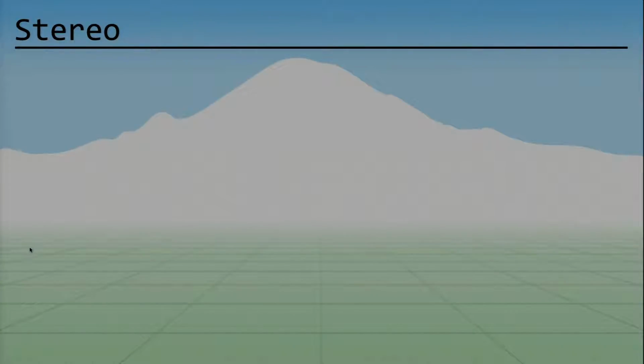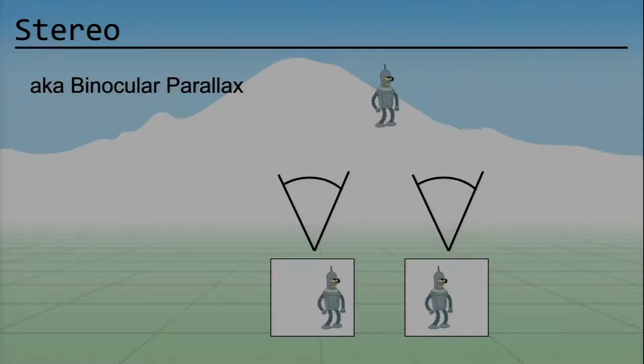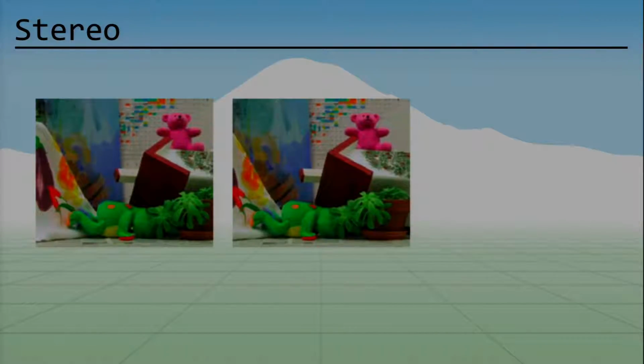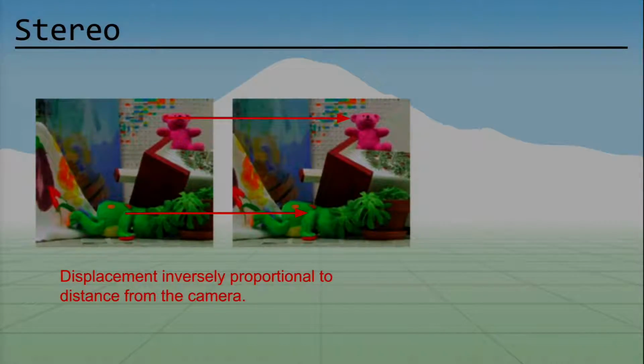OK. So today, we're going to specifically talk about stereo vision. There are lots of ways in which computers perceive depth, but the traditional one is stereo vision. We already talked about this. It's the same thing as binocular parallax. We have two cameras offset slightly, looking at the same scene, and we can tell by the disparity how far away something is. If we're looking at two images like this, the displacement from one image to the other, how far something moves from one image to the other, is inversely proportional to how far it is from the camera.